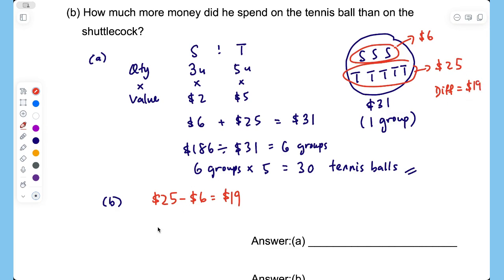But there are 6 groups, so we take 19 times 6. That gives us $114. So he spent $114 more on tennis balls than on shuttlecock.